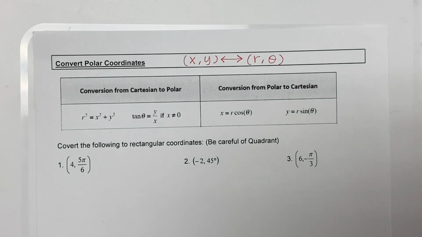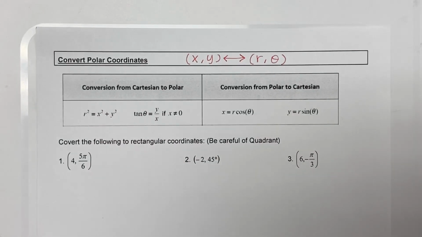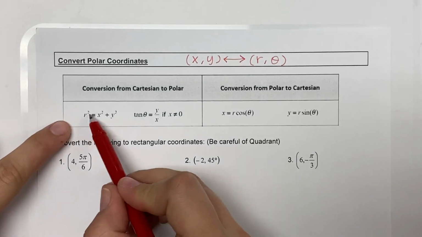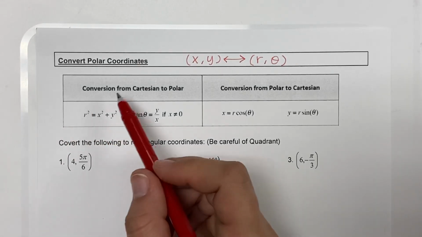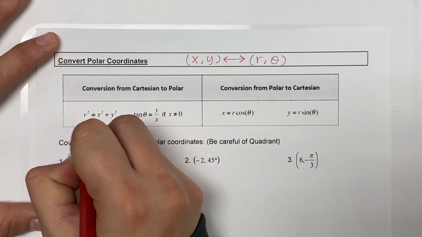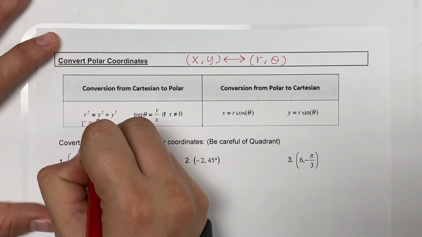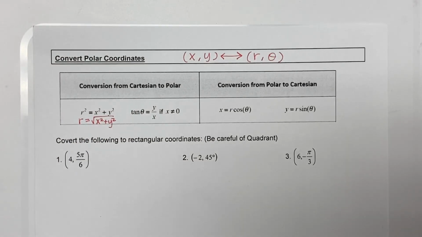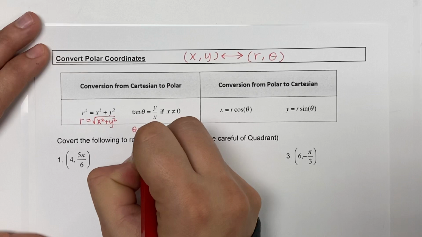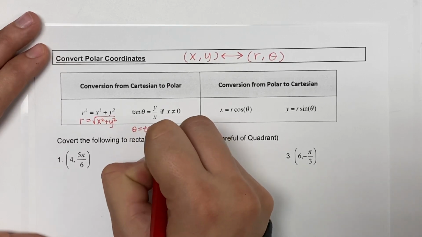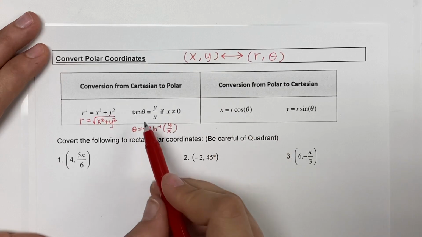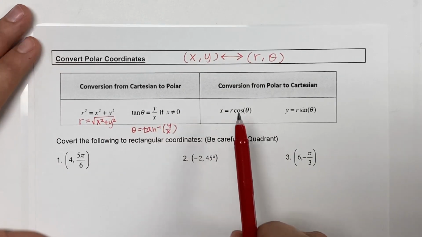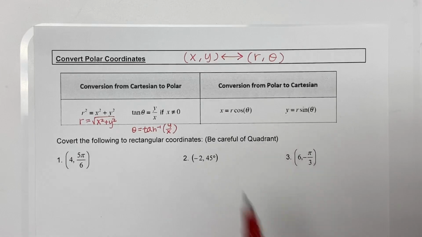So here's your conversions. You get r squared equals x squared plus y squared. But if I'm just gonna solve for r, I need to get rid of the squared. So this just becomes the square root of x squared plus y squared. Just to give us a little shortcut there. And then if I'm solving for theta, I need to get tangent out of the way. So I'm gonna do tangent inverse of y over x. So I'm just kind of solving this to make it easier for us later. X is our r cosine theta, y is our r sine theta. So that's what we're gonna use for x and y.